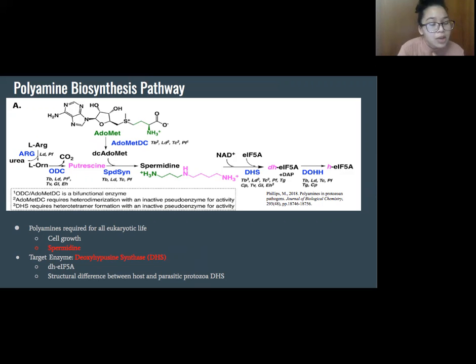So as I was looking through this pathway, I noticed DHS. DHS interacts with spermidine, NAD+, and eIF5A, also known as the translational elongation factor, to create a deoxyhypusine modification of the elongation factor. And this factor is very important because it's an essential protein in yeast, bacteria, and mammalian cells, involving mRNA and translation. I would also like to note that the host also has DHS, but you will see later in the slides that they have structural differences, validating DHS as a target enzyme.